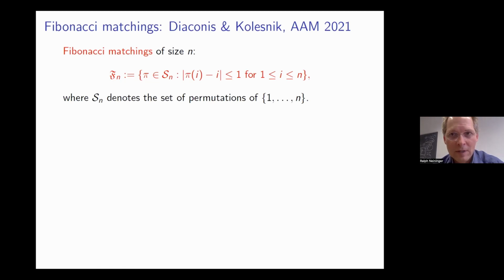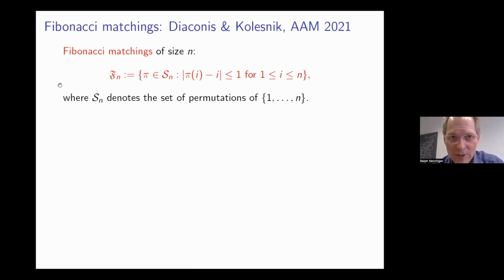To give you an example, which recently appeared in a paper of Diaconis and Kolesnik in Advances in Applied Mathematics last year, they considered so-called Fibonacci matchings. This is the set of permutations where you're only allowed to map i to i minus 1, i, or i plus 1. No other images are allowed.